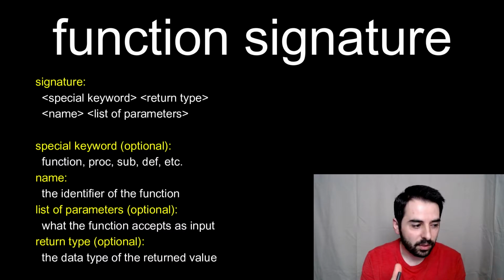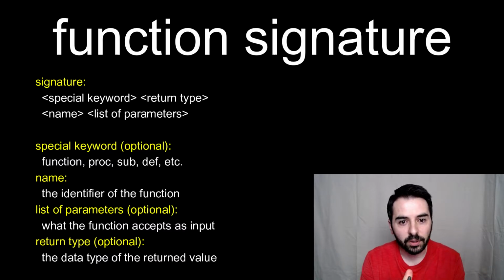The signature will either have some optional keyword which determines in the specific language that this is a function definition. In some languages there won't be any. Then it has the name of the function, and then a list of parameters, basically the input parameters, what kind of values or input this function accepts. And finally there is the return type, the type of the object or value this function will return.